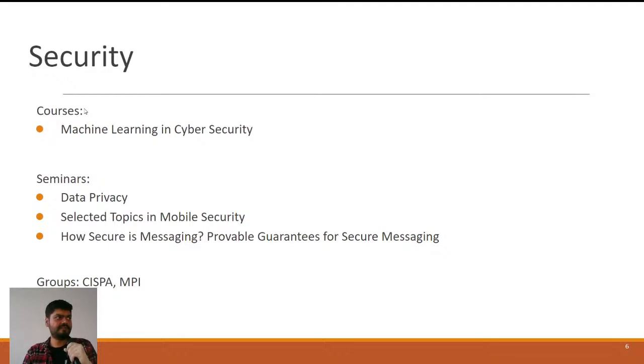So we have CISPA here, which is one center for all cybersecurity related courses and research. And there are only a few courses listed here. For example, machine learning and cybersecurity is an advanced course, but there is a security core course, and there's a web security core course, and there's a very long list of practical application oriented advanced courses, and also quite a long list of seminars as well. For example, data privacy, selected topics in mobile security, etc.